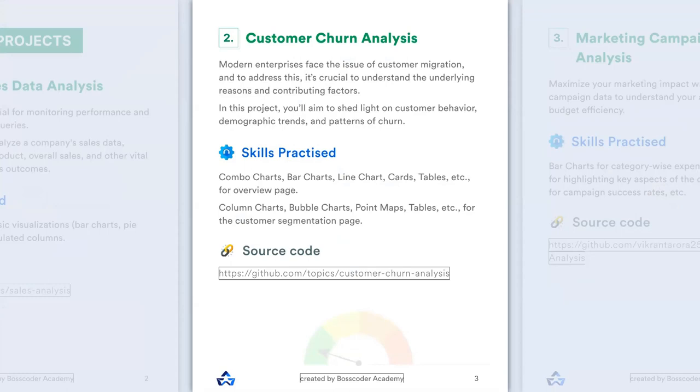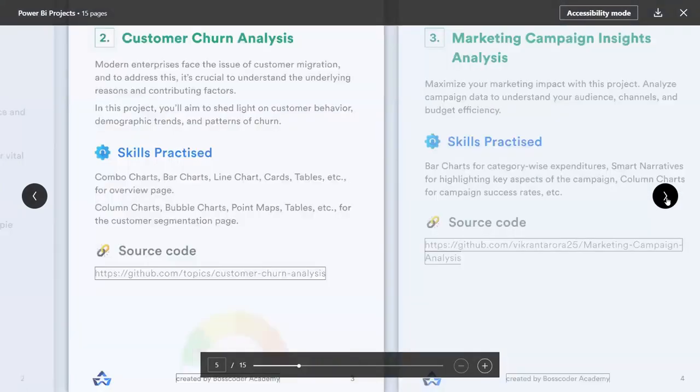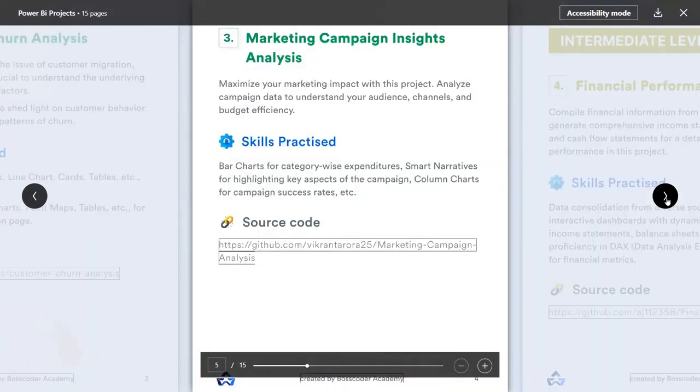You have to get skilled with combo charts, bar charts, line charts, multiple charts are there. You can use this GitHub for that purpose, and you will definitely find the data also. Another one is the marketing campaign insight analysis. Maybe I'm selling a product on my own, or I own a small company. If you are trying to run a marketing campaign to make the audience aware, or deal with budget efficiency, then you must try this project.